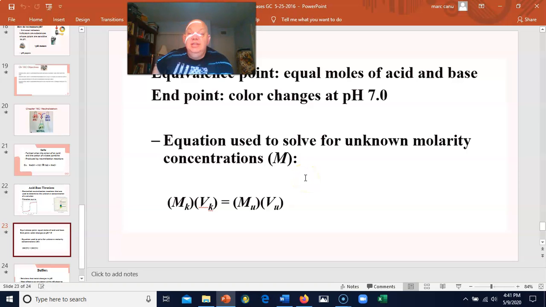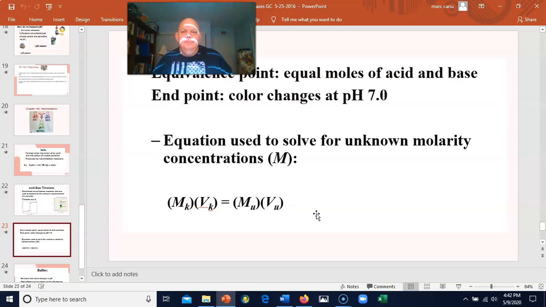Okay, is there an easy, quick way for us to figure this out? A quick formula for us? Absolutely. The equation used to solve for the unknown molarity concentrations is M_K times V_K equals M_U times V_U, the molarity of K times the volume of K equals the molarity of U times the volume of U. Huh? Why?